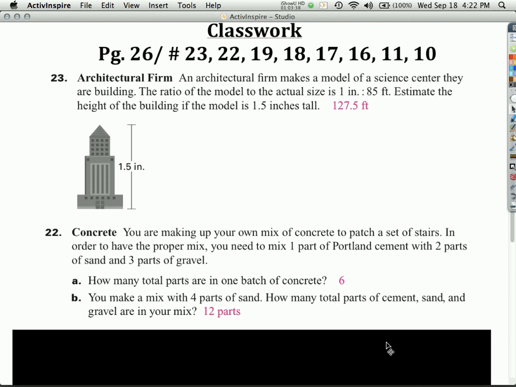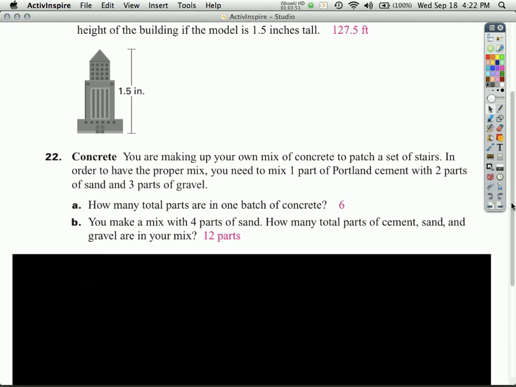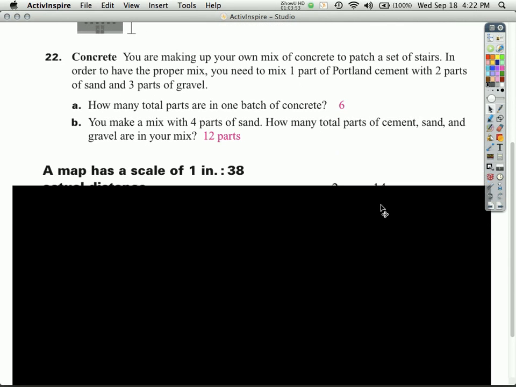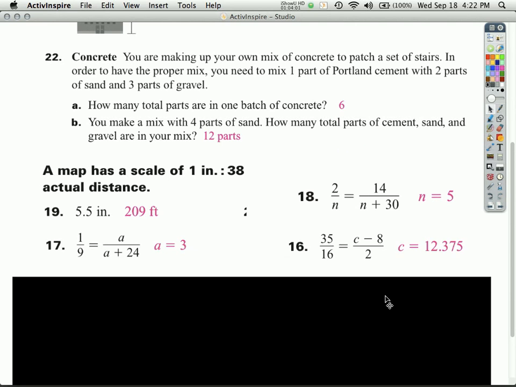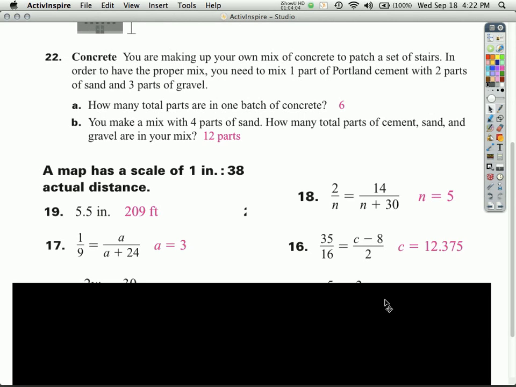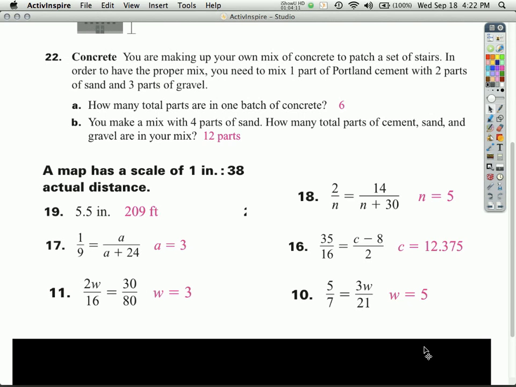So, 23 was 127.5 feet. Number 22, part A was 6 and part B was 12. Number 19 was 209 feet. Number 18, N is 5. Number 17, A is 3. Number 16, C is 12.375. Number 11 was W equals 3. And number 10, W equals 5.